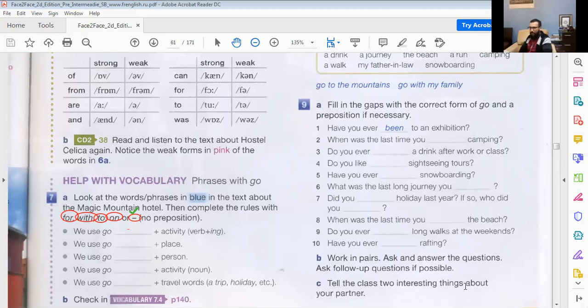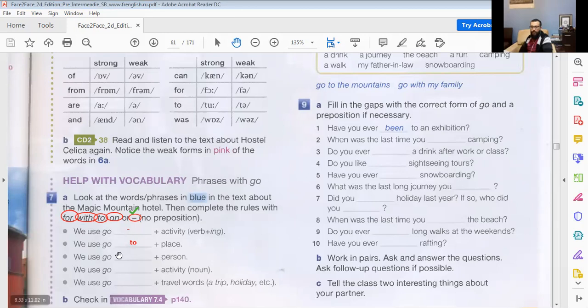Now, what about Samiha, what do you think? What if we want to talk about a place? What do we use? Go to. That's correct. So let's write it, go to. Okay, what about if we talk about a person? What do we use if we talk about a person? What do you think?